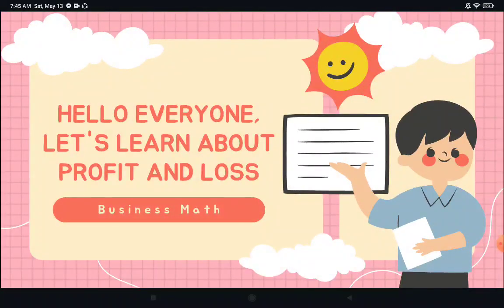So let's learn about profit and loss. Sa business, hindi naman natin maiiwasan yung pagkalugi, pero mas maganda kung meron tayong tubo. So malalaman natin dito kung tayo ba ay nagkaroon ng tubo or nawalan tayo sa ating business.